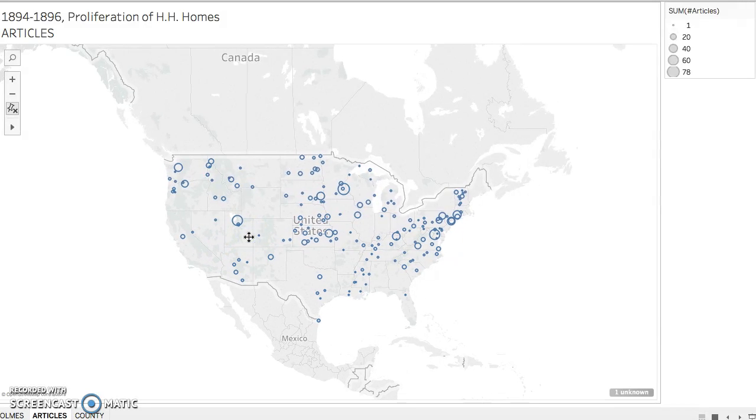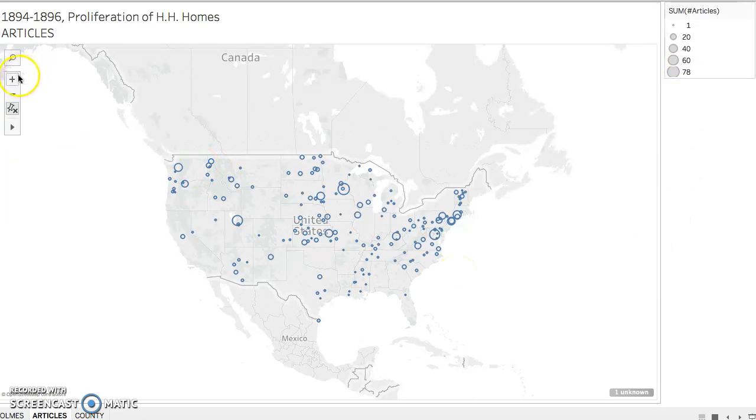And yeah, so this is the proliferation of H.H. Holmes articles in the United States between 1894 and 1896. So the first thing I want to point out is the legend here. The biggest bubble means 78 articles. The biggest bubble belongs to St. Paul, Minnesota, and the rest decrease in size, so anywhere from 1 up to 78 articles.